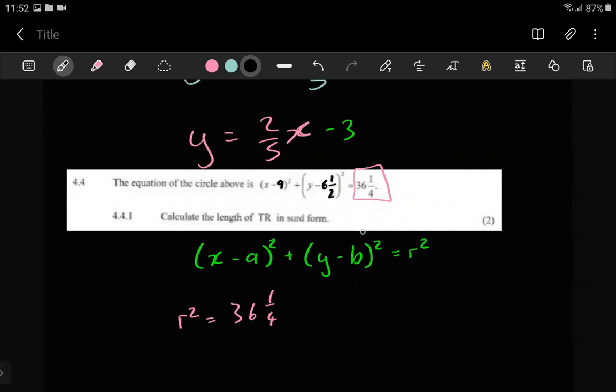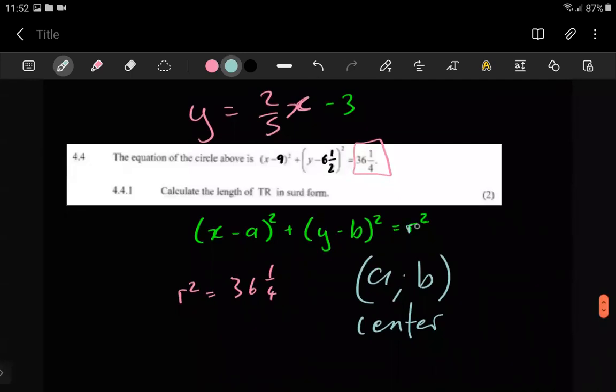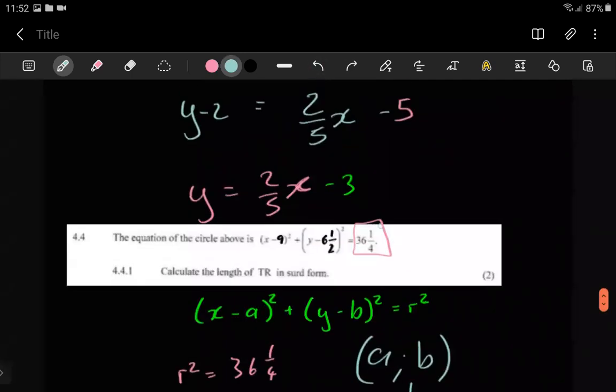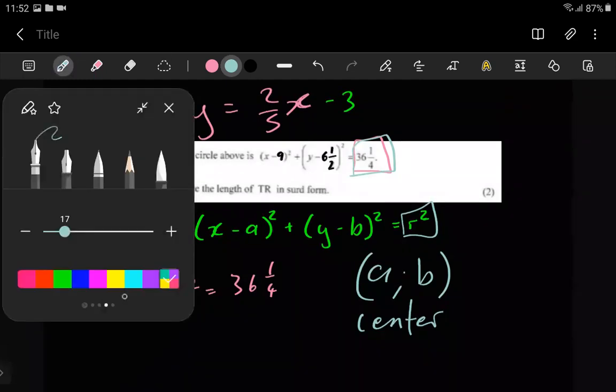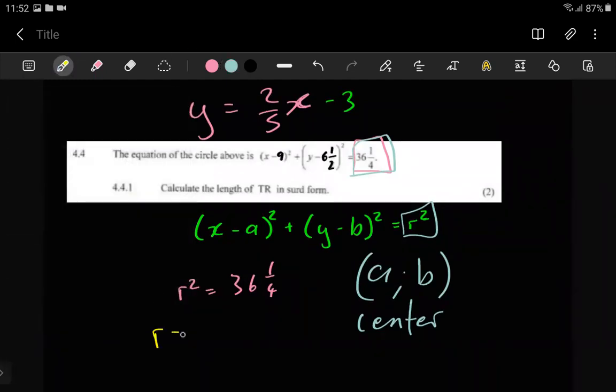So this is telling you that the coordinate a, b will always be the center. And then this r is the radius. However, this is not the number squared. So you cannot say 36.25 is r. Where this whole thing is, that's where the whole of r squared would go. So r squared is 36.25. Meaning if you want the radius, it's just going to be the square root of this side, square root of this side.